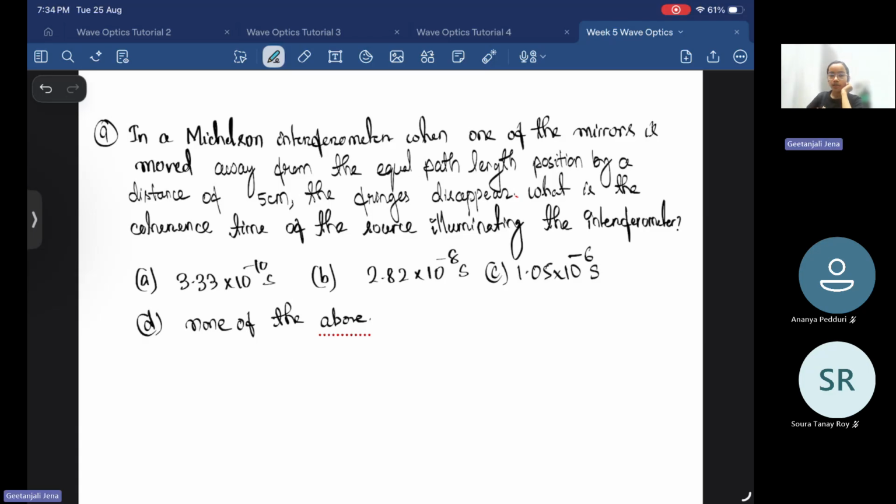So you are given a Michelson interferometer, and you are changing one of the mirror positions away from the equal path length by a distance of 5 centimeter. And you are saying that by this movement, the fringes are disappearing. What is the coherence time of the source illuminating the interferometer?